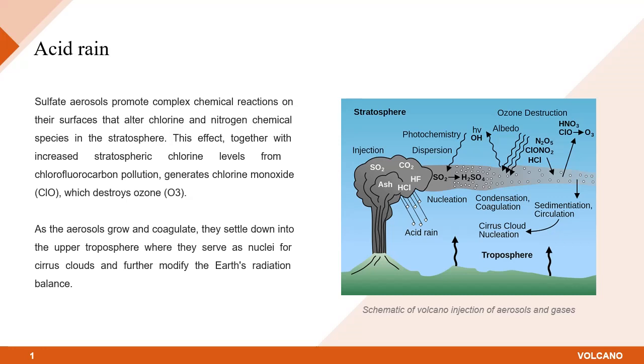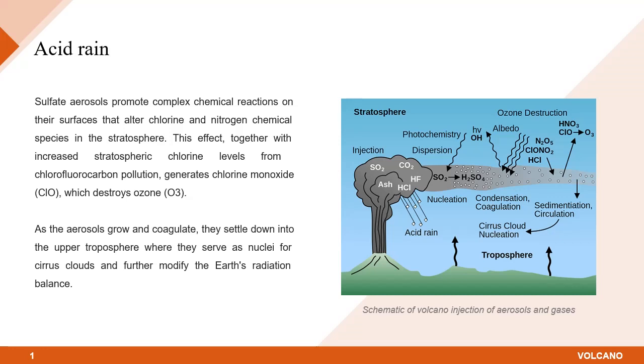Erupting volcanoes can cause acid rain. What do we know about this phenomenon? Sulfate aerosols promote complex chemical reactions on their surfaces that alter chlorine and nitrogen chemical species in the stratosphere. This effect, together with increased stratospheric chlorine levels from chlorofluorocarbon pollution, generate chlorine monoxide, which destroys ozone.